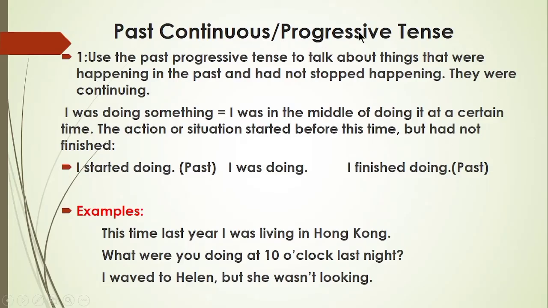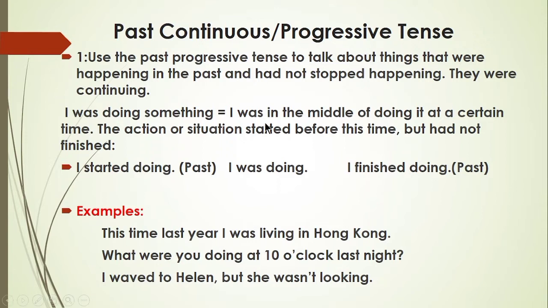Past continuous or past progressive tense. We use the past progressive tense to talk about things that were happening in the past and had not stopped happening. They were continuing. Remember, whenever something was happening, something was in progress in the past, we express it in past continuous tense. Like, I was doing something, I was in the middle of doing it at a certain time. So we normally mention a certain time, and something was happening during that time. It was in progress, it was continuing.